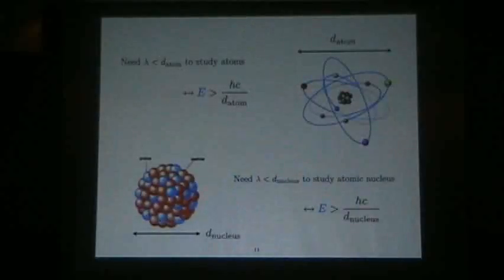So if we want to probe, say, distances on the atomic scale, we have to use electromagnetic radiation or something that has a wavelength that's short compared to the size of the structures that we want to see.